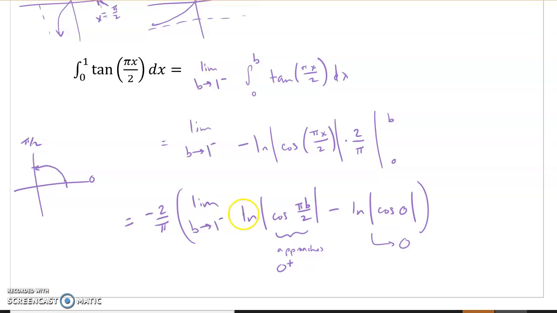So if the natural log of our argument, and our argument is approaching 0 from the right, then we've already talked about this before, the natural log approaches negative infinity as we go towards 0 from the right. So this is going to be a negative infinity minus 0, which is negative infinity, times a negative is going to be positive infinity. This is a divergent integral.